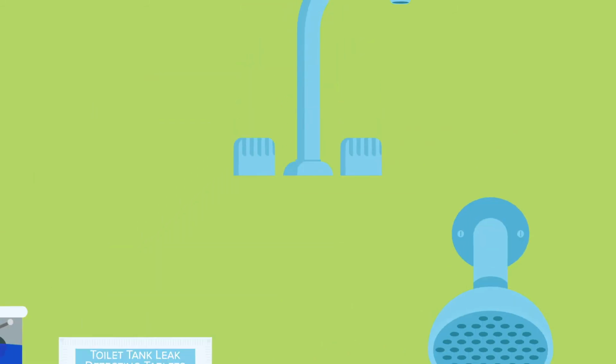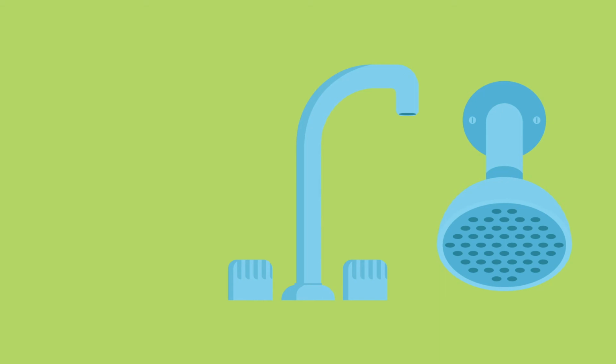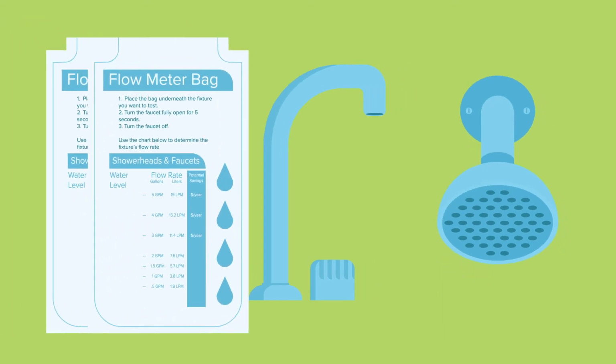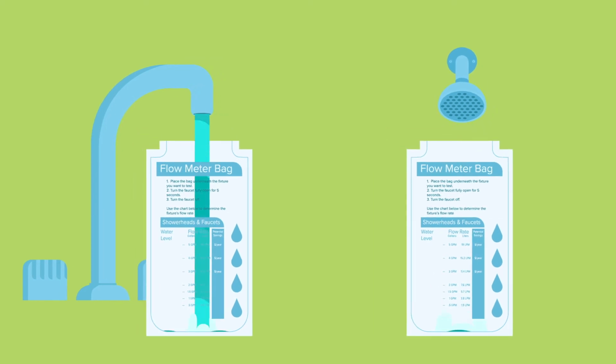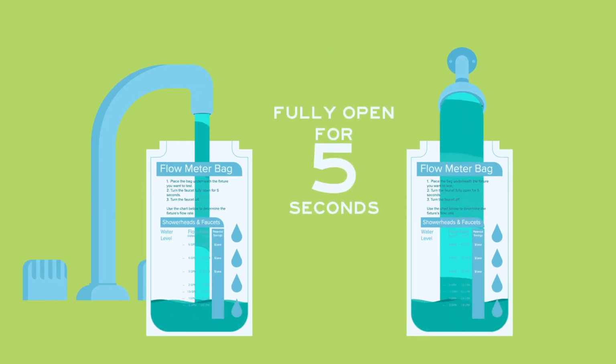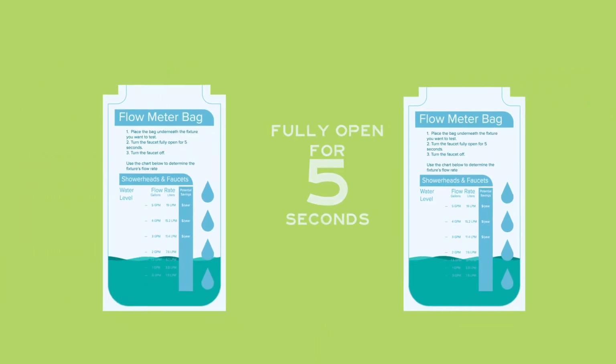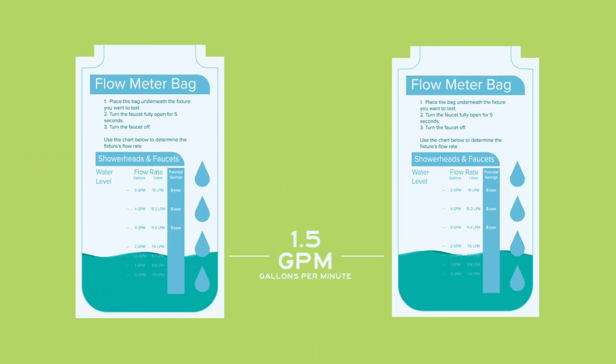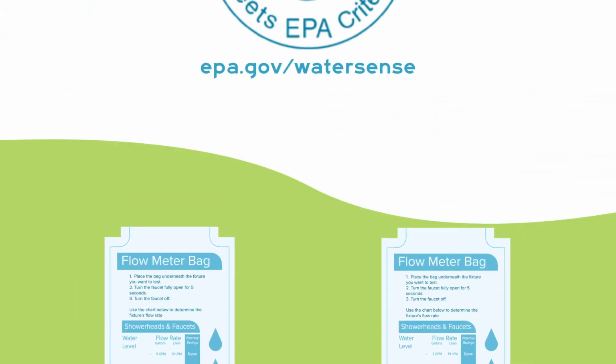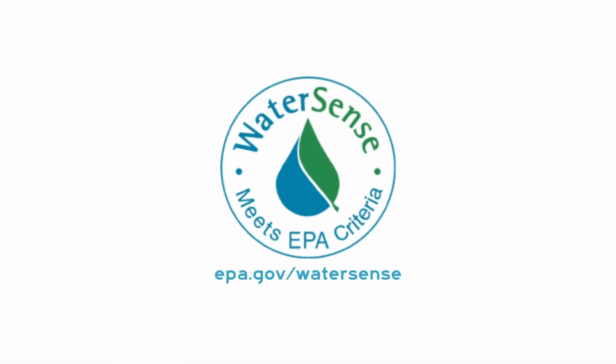Once you're in a unit, you'll want to test shower heads and faucets. The fixture flow can be tested using a flow meter bag. Place the bag underneath the fixture. Turn the faucet fully open for 5 seconds. Then remove the bag of water and turn the faucet off. The bag water level will show the fixture flow rate. The EPA WaterSense website is full of low-flow fixture guidance.